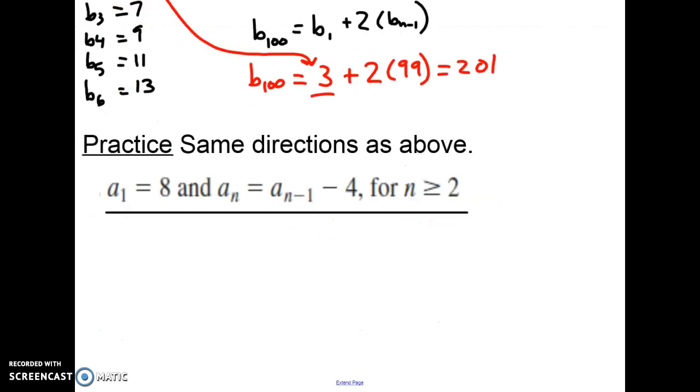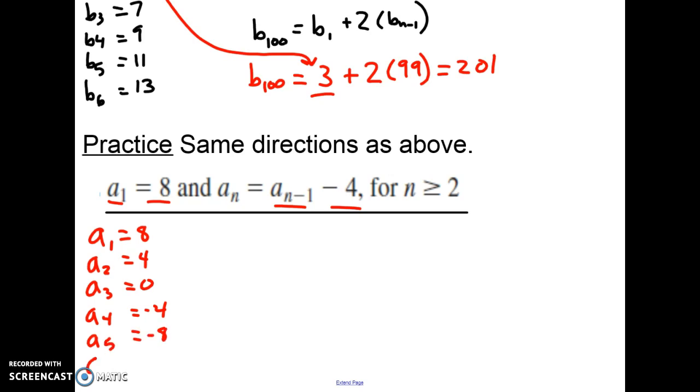Alright, hopefully you've taken a little bit of time there. So hopefully you can see a of 1, they already tell us our first term, and then we're taking the term before it and we're subtracting 4. So a of 1, that would be 8, and then we're just subtracting 4 each time. So this would be 4, a of 3 would actually be 0, then we go on to the negatives. A of 4, that would be negative 4, a of 5, that would be negative 8, and a of 6, that would be negative 12.